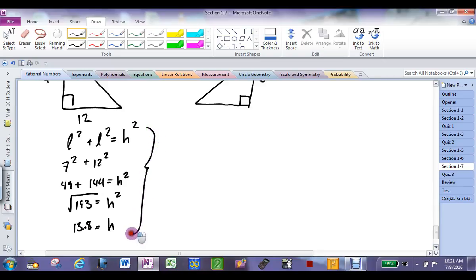So what does this tell you? If you are the type of kid that likes to have shortcuts, if you don't know the hypotenuse, then you add the legs. You square root adding the legs.